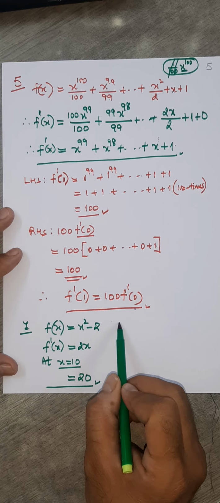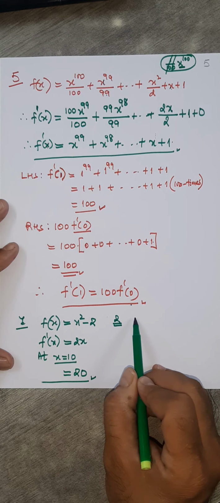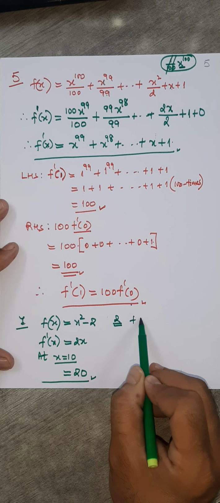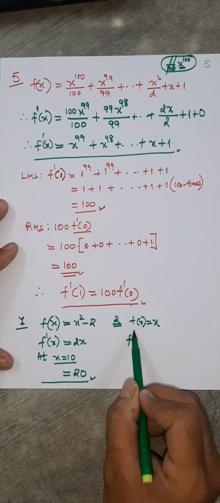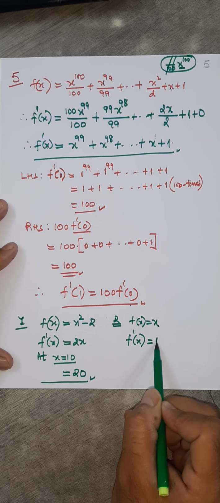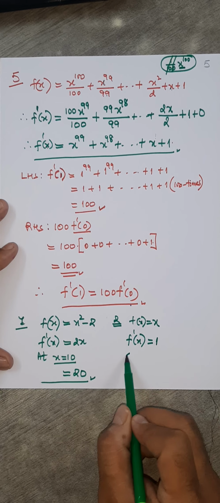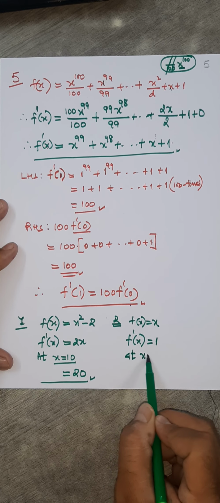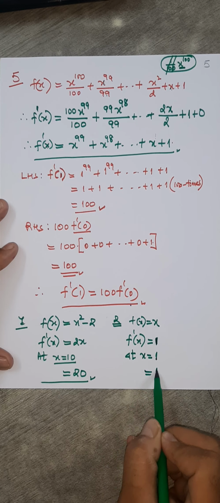Fine. Second question, which function are you given? f(x) equals x. So we differentiate it. What is f dash x? It is 1. Derivative of x with respect to x, you know it is 1. Now you are asked at x equals 1, but here it is already constant, so the answer will be 1 again.